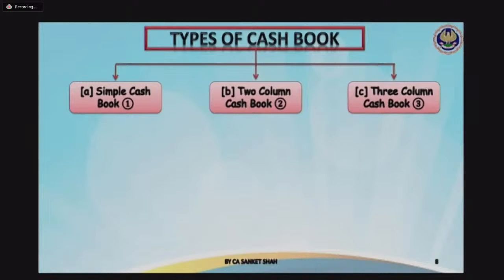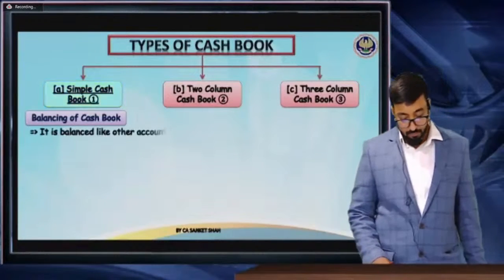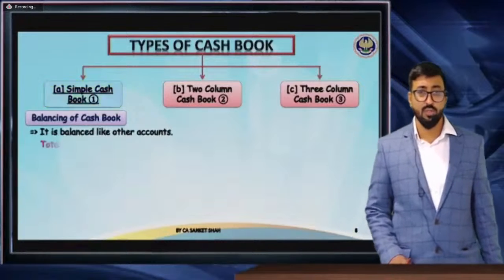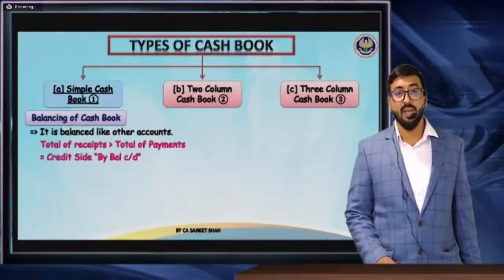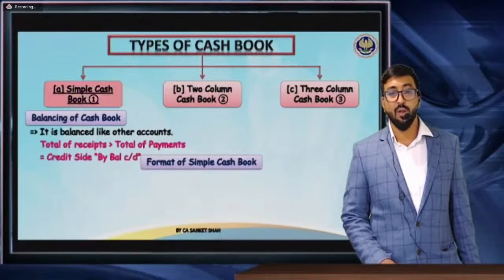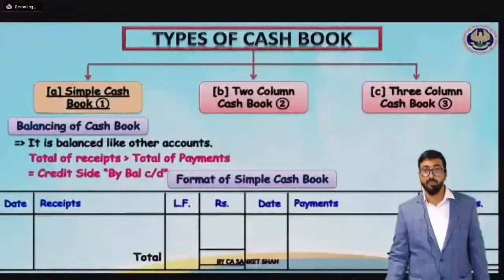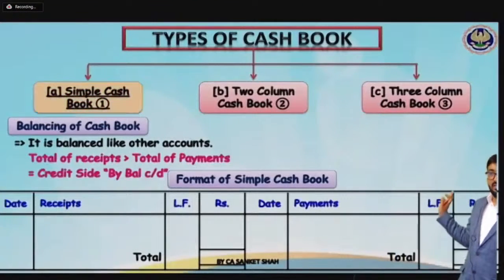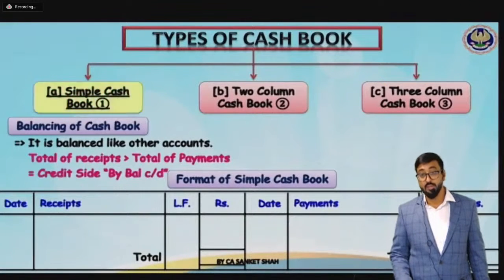So, simple cash book, sir. First, please explain what is a simple cash book. Balancing of cash book: it is balanced like other accounts. If total receipts are greater than total payments, then by balance carried down. In the format of the simple cash book, you can see date, particulars. Sorry, this is a ledger folio only, so this format is not correct actually. This is JF, journal folio, not ledger folio.